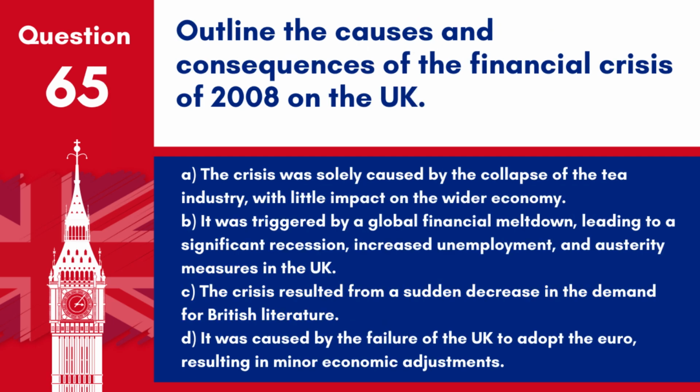Question 65. Outline the causes and consequences of the financial crisis of 2008 on the UK. A. The crisis was solely caused by the collapse of the tea industry, with little impact on the wider economy. B. It was triggered by a global financial meltdown, leading to a significant recession, increased unemployment, and austerity measures in the UK. C. The crisis resulted from a sudden decrease in the demand for British literature. D. It was caused by the failure of the UK to adopt the euro, resulting in minor economic adjustments.